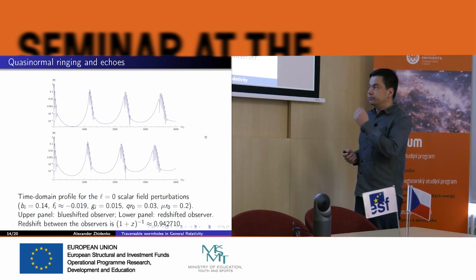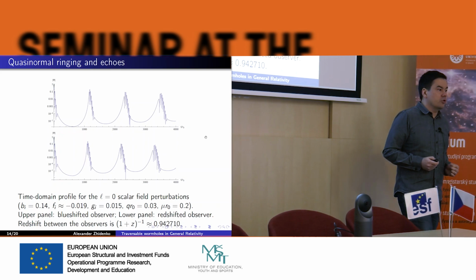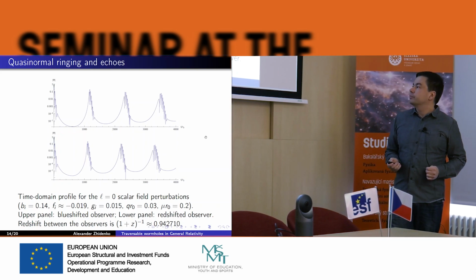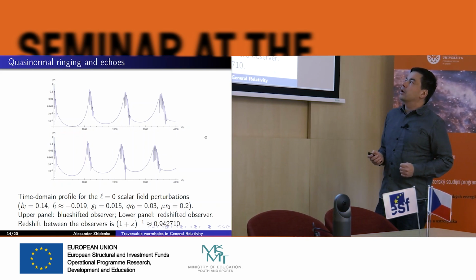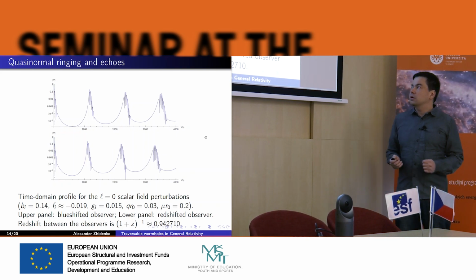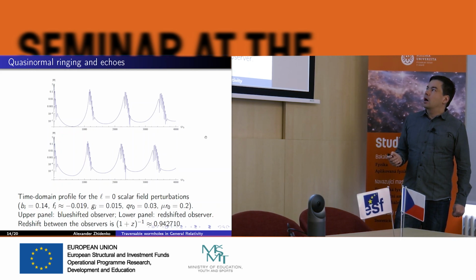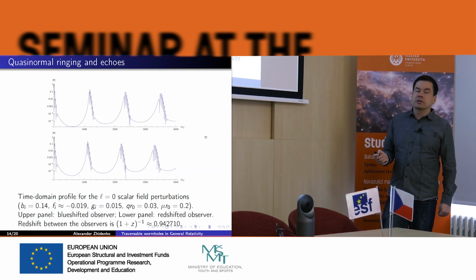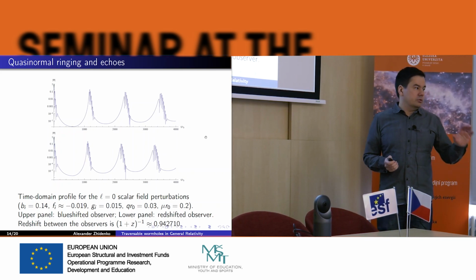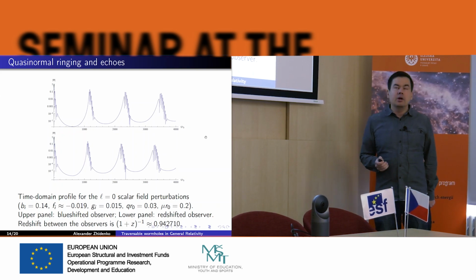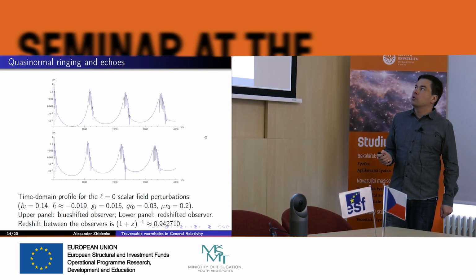We also studied the ringdown for such objects. We considered the test scalar field in this background, and we see that the signal initially is practically indistinguishable from the extremal Reissner-Nordström. It's slightly different. But the crucial difference is that we have the so-called echoes.